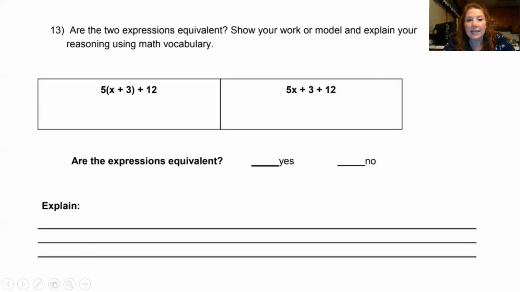All right, guys, I hope you are doing well out there. Number 13, it says, are the two expressions equivalent? Show your work or model and explain your reasoning using math vocabulary. So what do you guys think? I think the answer is no.